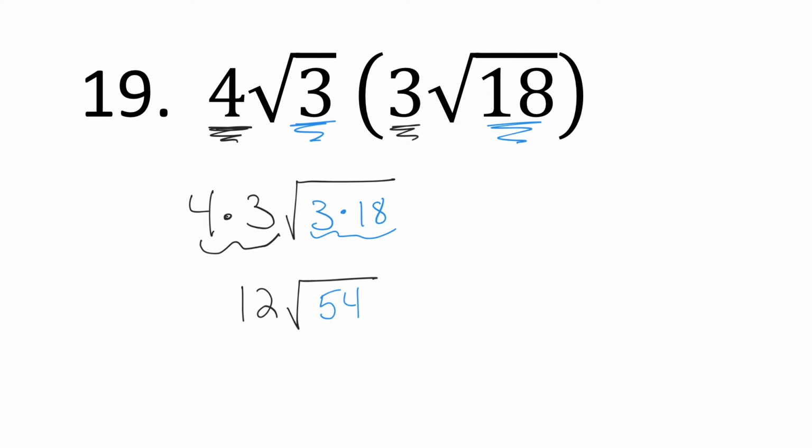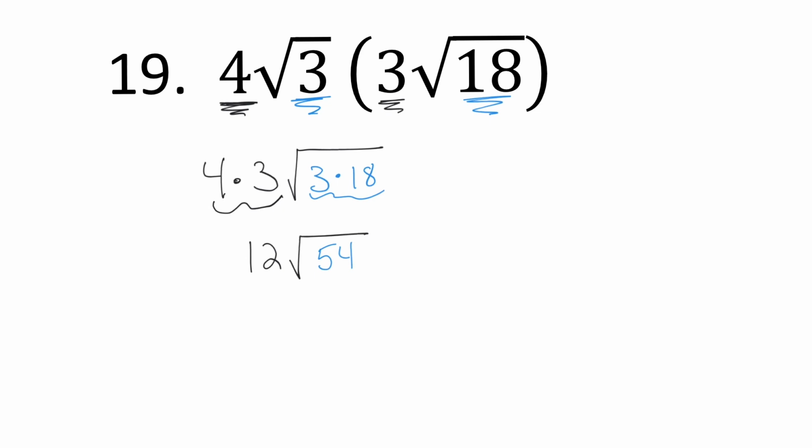54. Now notice, guys, inside you have a 54. You have to check if you can simplify the radical. Outside the 12, you're going to keep it because you cannot do anything to that number. But 54, I'm thinking of 9 times 6. That's 54. The 9 is 3 times 3.